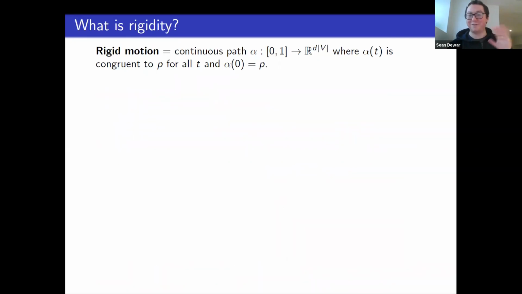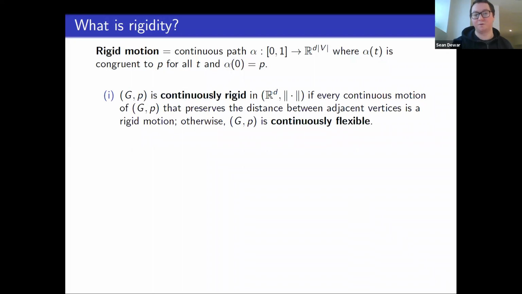Rigidity. A lot of these definitions will now look very familiar because they have not changed at all. Just to say quickly, a rigid motion is a motion of your framework where at every point it's remaining congruent to the original point. Okay, so nothing too crazy going on here.